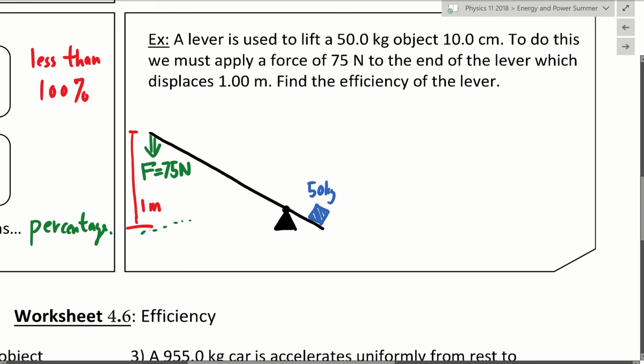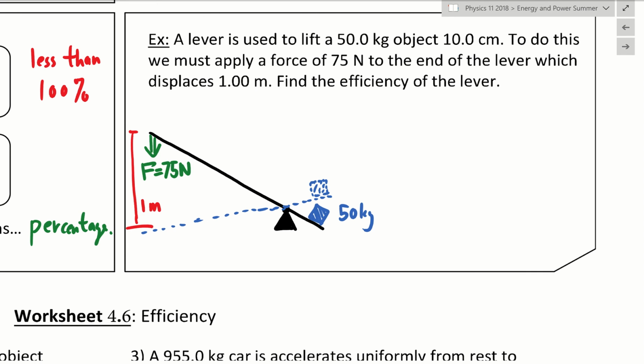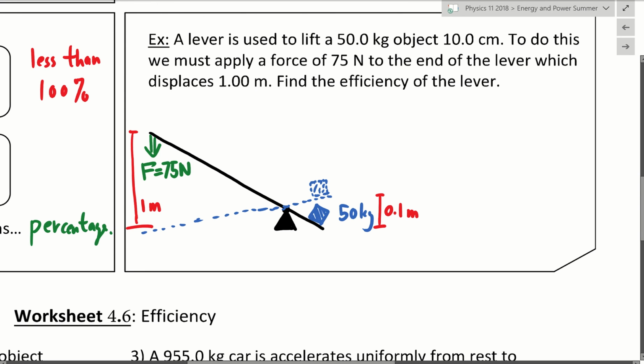So let's draw a picture. What happens to the box is it will go like here. Oops. Okay, you know how good Mr. John's drawings are. Let me do this again. So that's the 50 kilogram box. And the box will only go up by a little. So the box will go to here. There you go. The box only goes up by a little bit. It goes up by only 10 centimeters, which is 0.1 of a meter. Okay, so it's not to scale.